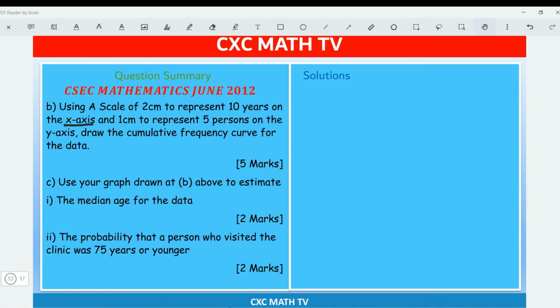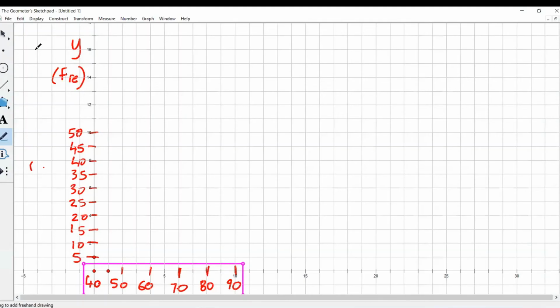Always remember to put on your scale. I'm not going to write the scale here because it's given in the question, but you should write your scale right here to tell them what it is. Tell them your X is so and so, your Y is so and so. But make sure you label your X-axis as years. This is the age in years.